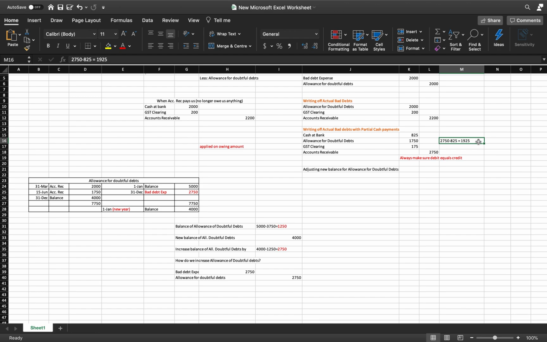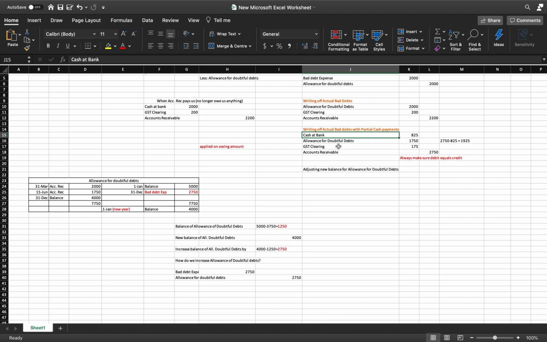1925, including GST. So we have to divide it by 11 to get the GST, and the rest goes into allowance for doubtful debts. So the entries are pretty much the same, except that we add in one more entry for cash at bank, the cash receipts.